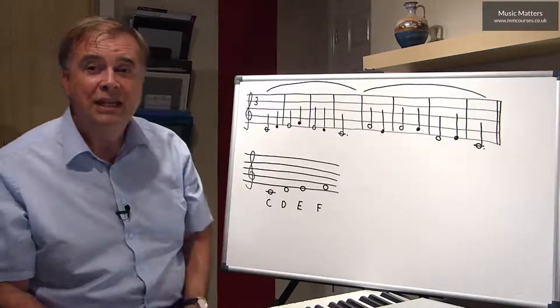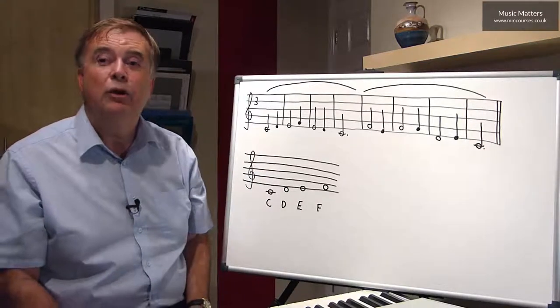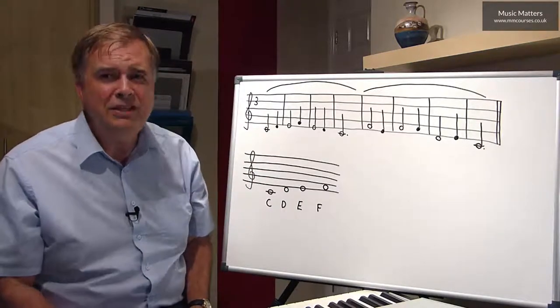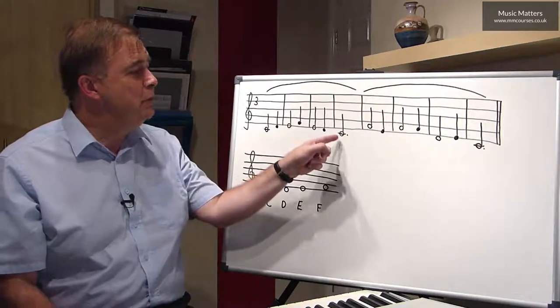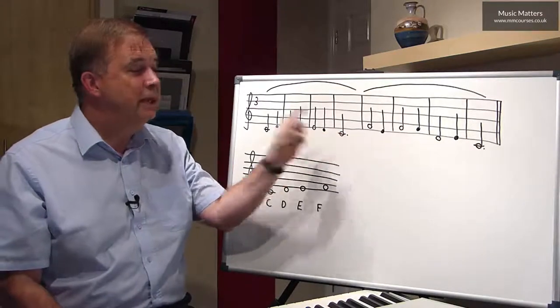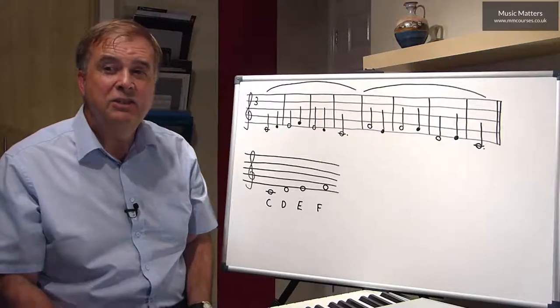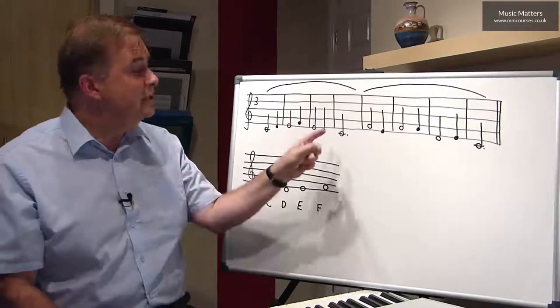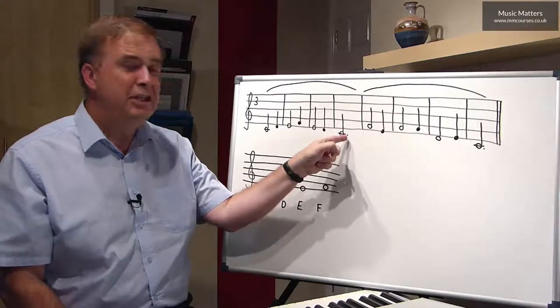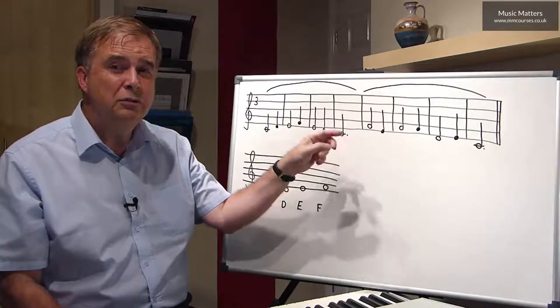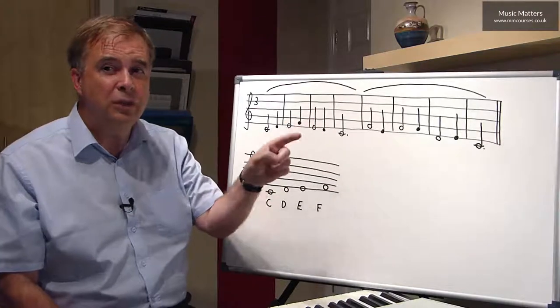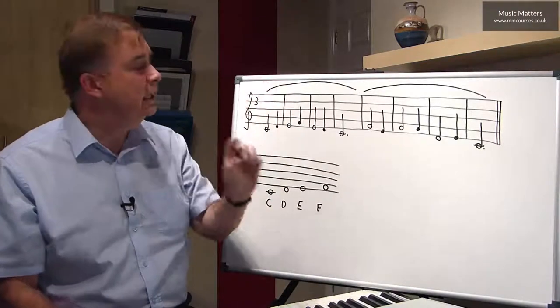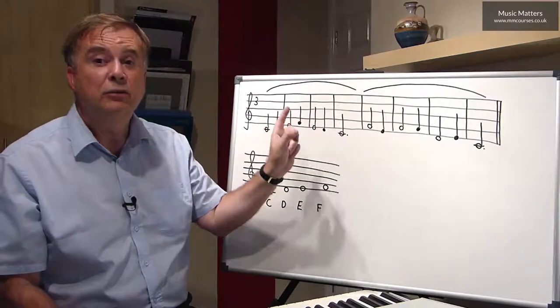And remember, we said that the dotted minim has got 3 beats on it. Why has it got 3 beats on it? Because we know a minim's worth 2, and we said that if you put a dot after it, the dot adds on half of what the note's worth. So if the note's worth 2, then the dot must be worth half of 2, which is 1. So 2 add 1 equals 3. So a dotted minim's got 3 beats.